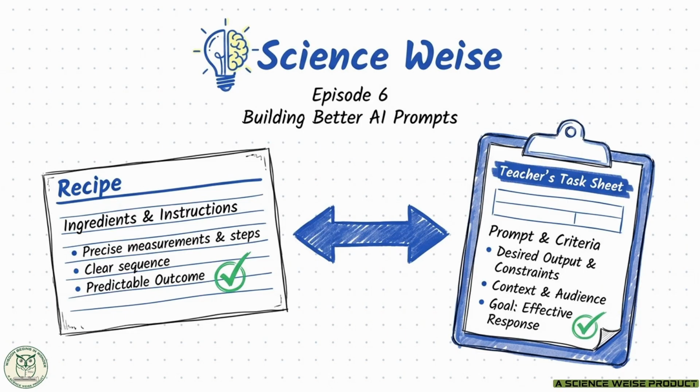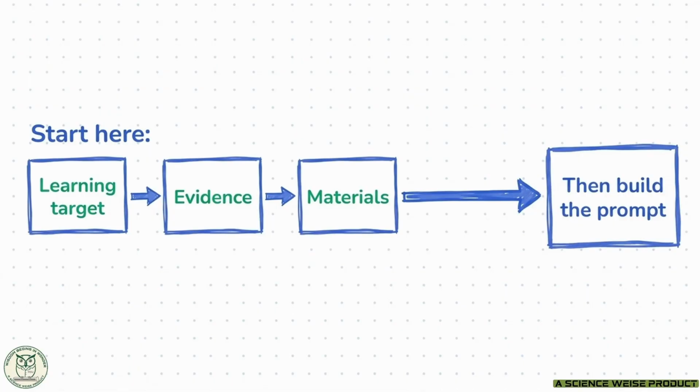Okay, here's the thing. This episode is not about magic words. It's not about learning one secret prompt formula that suddenly makes every tool brilliant. The key idea is much simpler than that. Start with what students need to learn, then decide what evidence would actually show that learning. Then build the prompt around those two things.